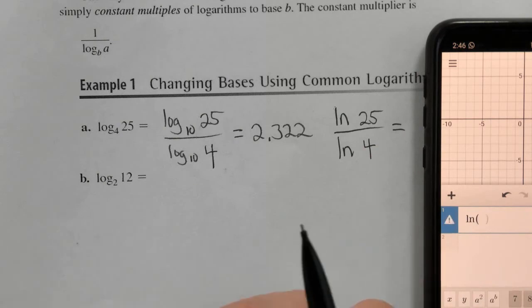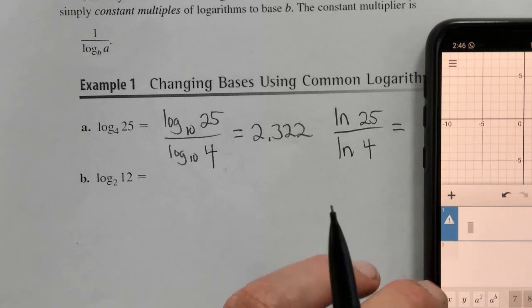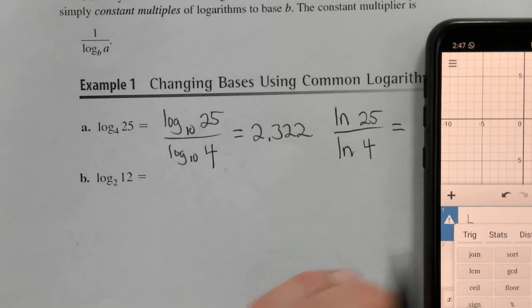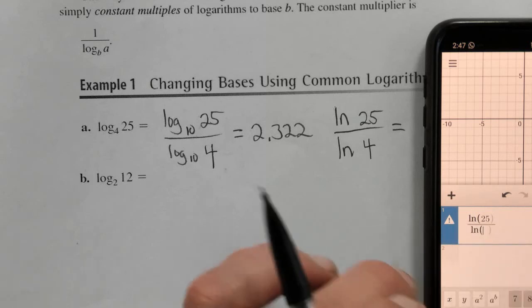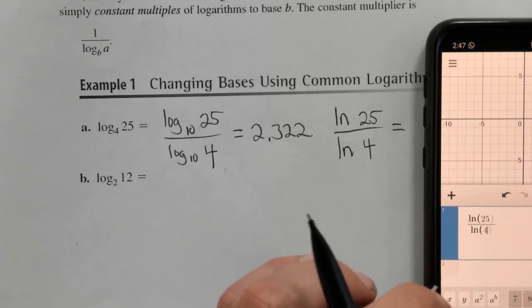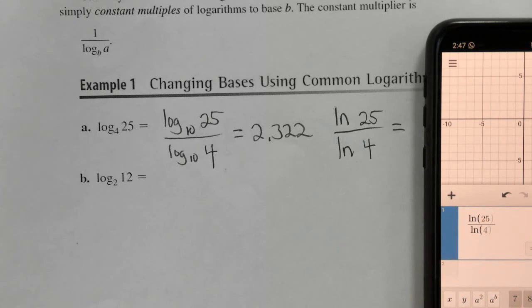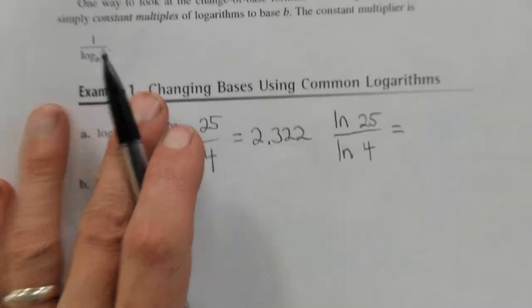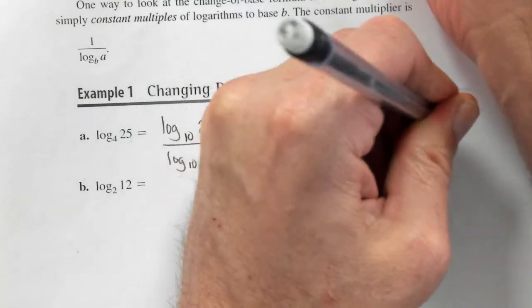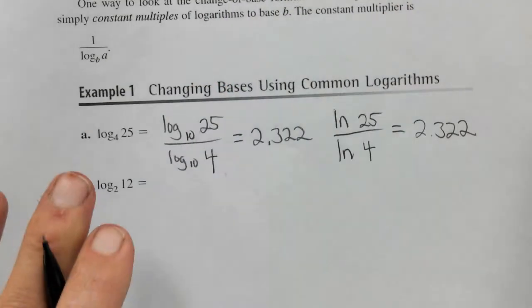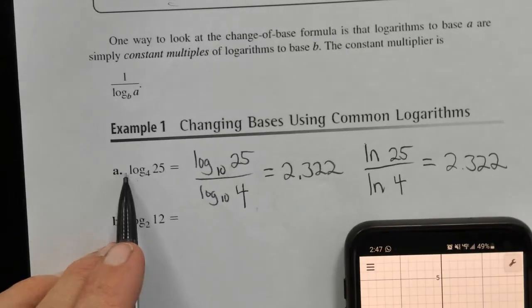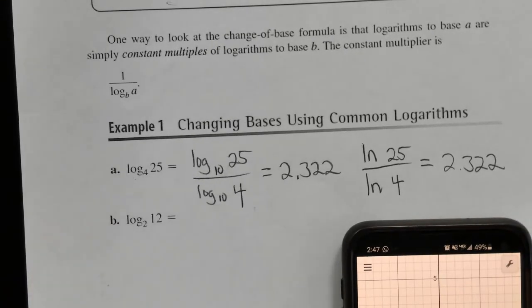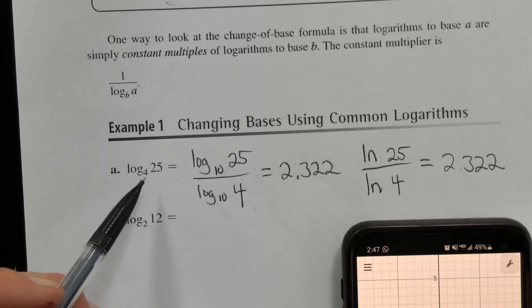Natural log, oops, I need my division. Natural log of 25 over the natural log of 4. And it does give us the same answer, 2.322. All right? Okay, so that change of base formula would allow us to evaluate this problem, log base 4 of 25, on a calculator that doesn't allow us to change the base.